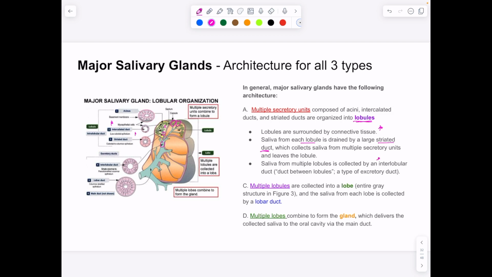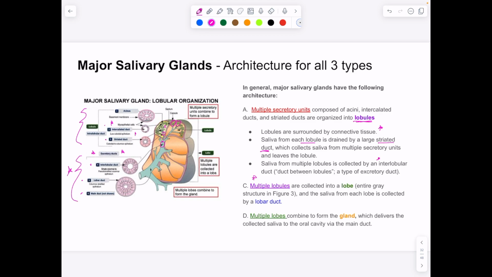And then after that, you go to interlobular ducts, in between lobules, which are a category of excretory duct. So after intercalated, you go to striated, then you go to our excretory ducts, and basically they just get bigger and bigger. You start with interlobar, then you have lobar, and then you have the main duct overall. But importantly, as you get to excretory duct, you're going from simple layered to stratified. That's the big difference. If you see stratified, you should say excretory duct.